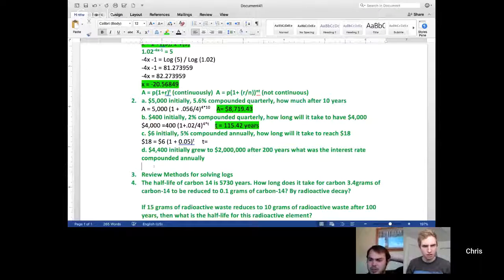On these, do we round to 2 decimal places? I can't remember. Yeah, because they're asking about dollar amounts, so you round it to the cents. Right.